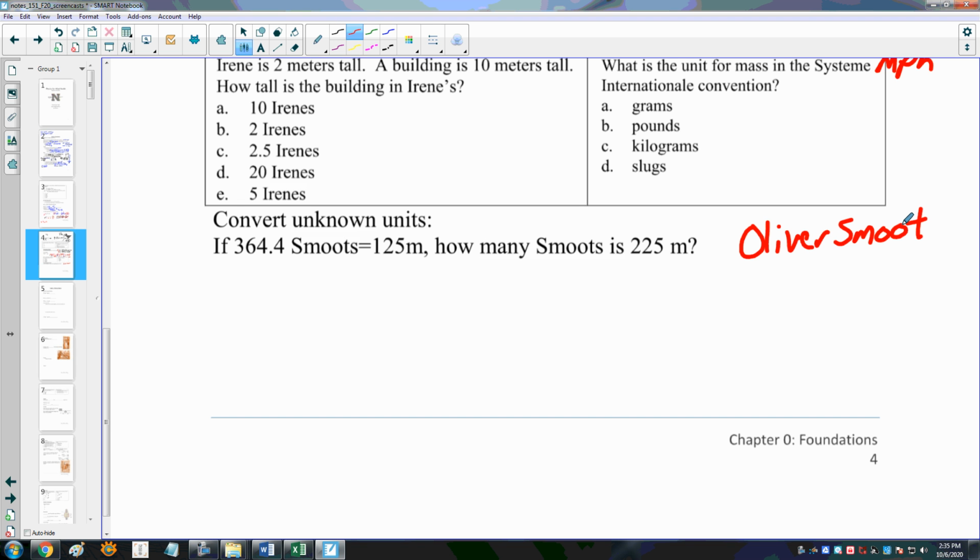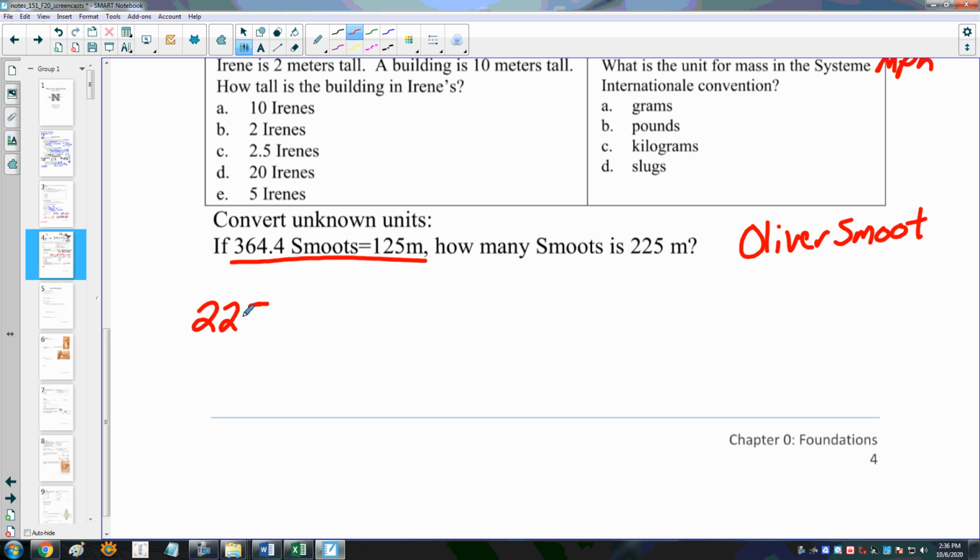Now, let's say that I wanted to convert the unit of smoot, which is based on this guy, Oliver Smoot. By the way, he won the Nobel Prize later in his life. But if you wanted to measure the length of something in smoots, then you would have to know what the conversion factor is. So I'm telling you, in this length of 364.4 smoots, that there are 125 meters, say the length across the bridge, for example. So how many smoots is 225 meters?